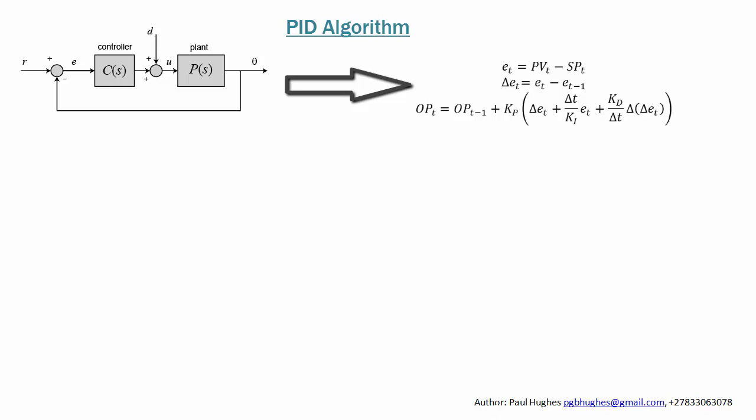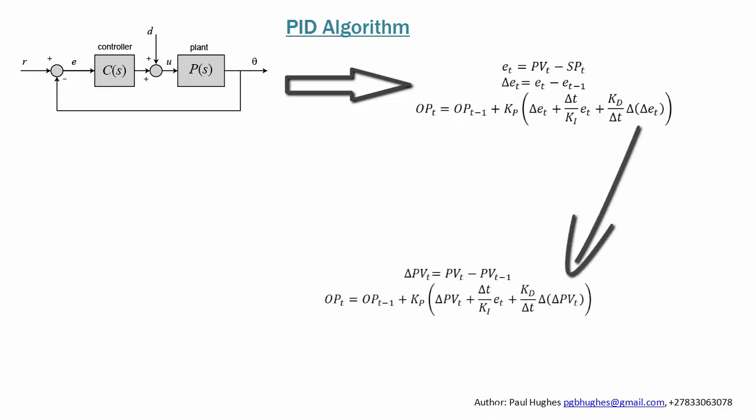You get another form which is I-PD, and this is where the PV is used instead of the error. So you have a delta PV at time t, which is the PV at time t minus the PV at the previous time interval, and you'll see that the delta error term in the previous equation is replaced with the delta PV. So this equation at the bottom here is known as the I-PD because the error is used in the integral, and the delta PV is used in the proportional and derivative.